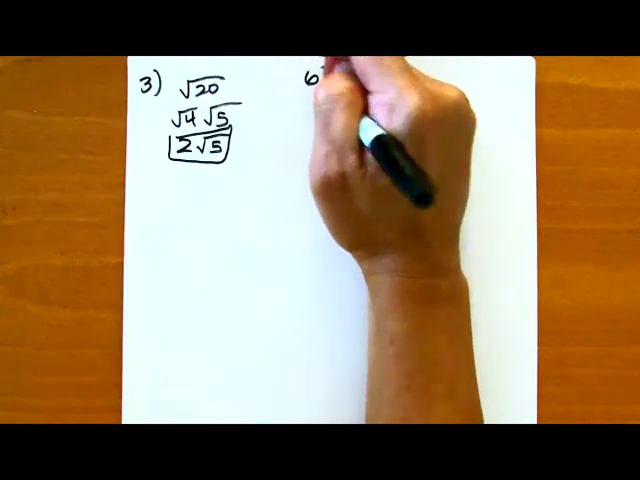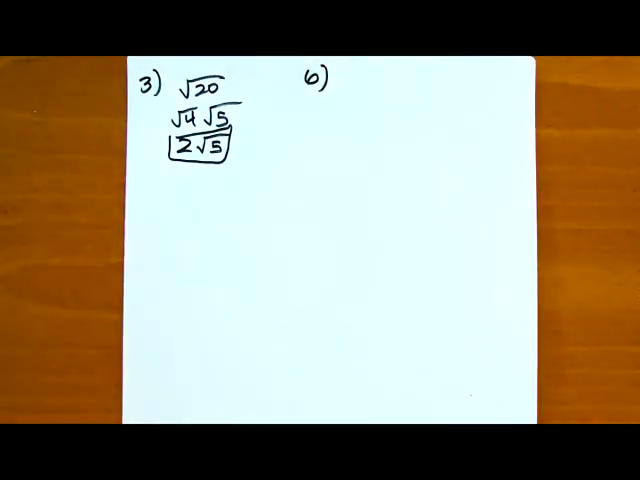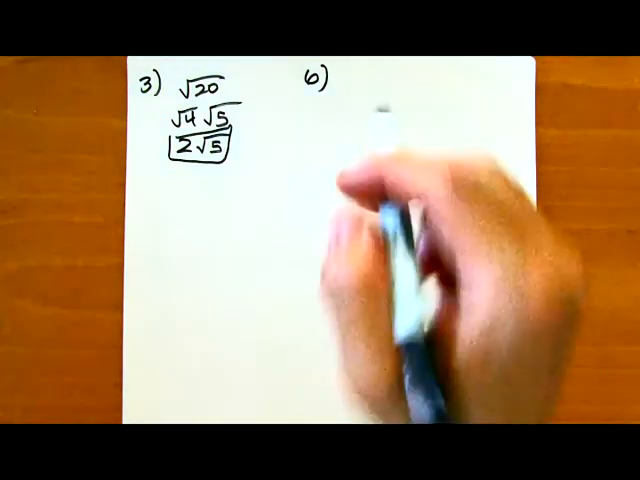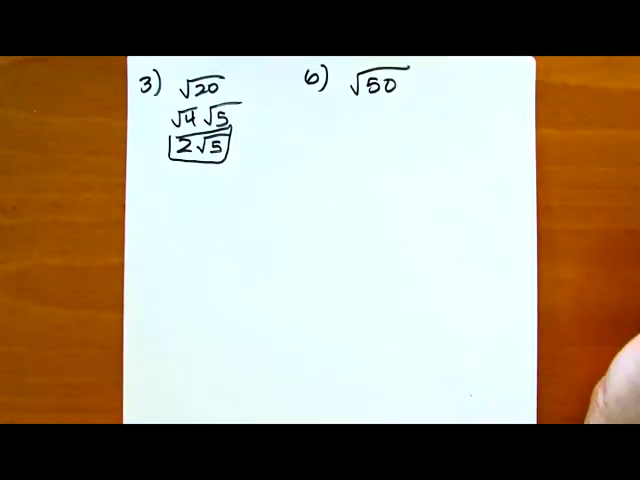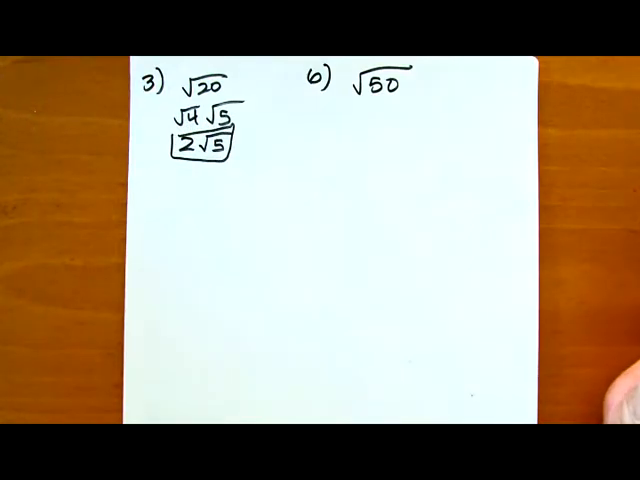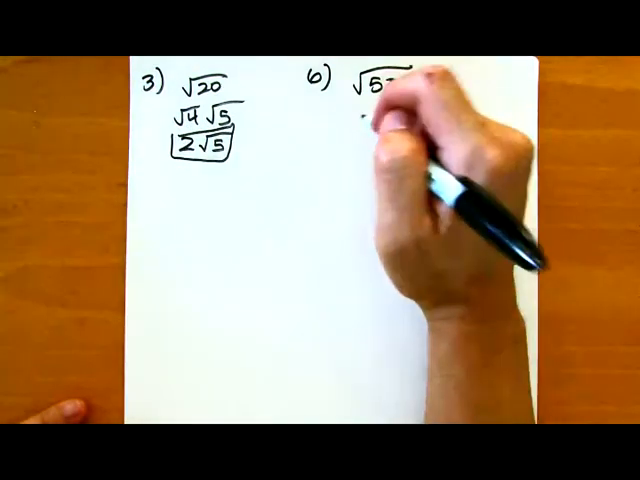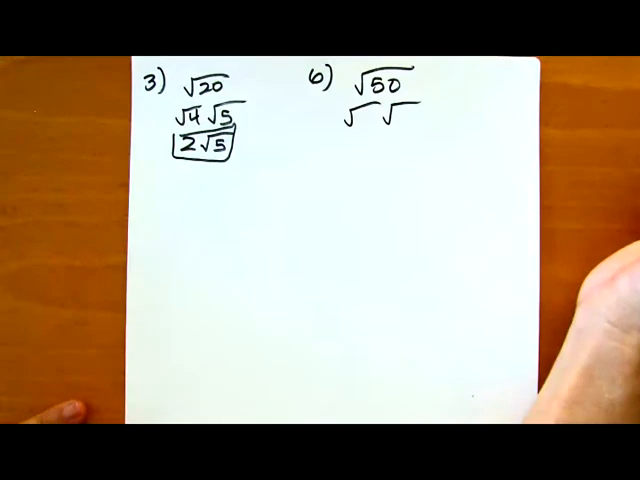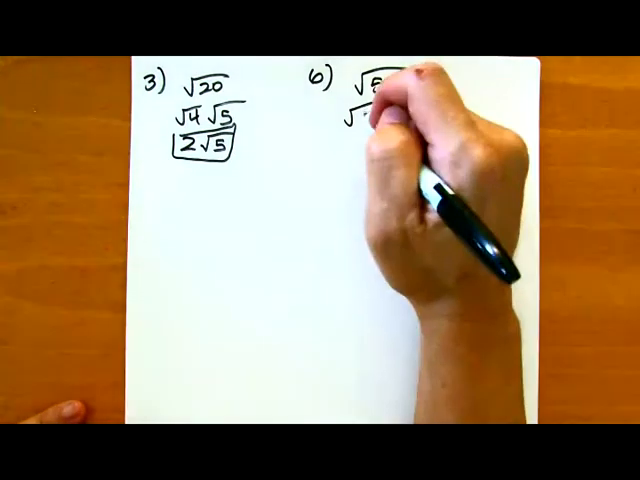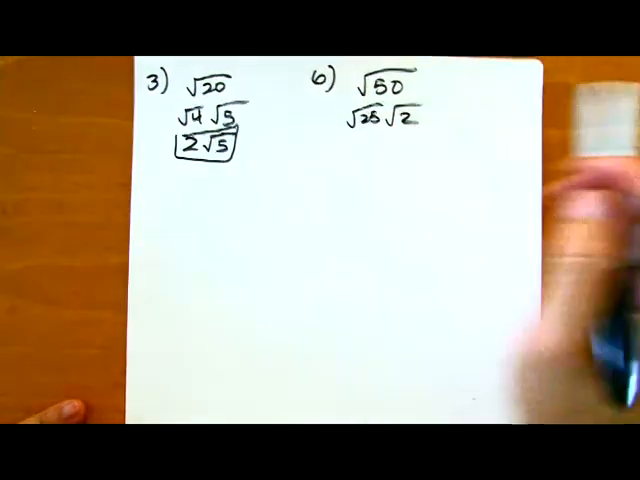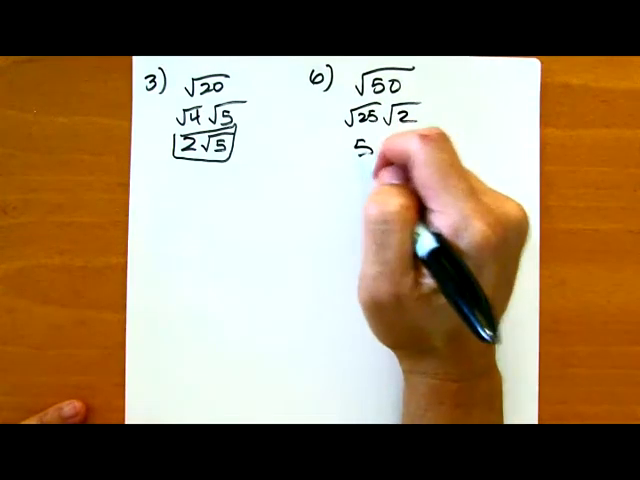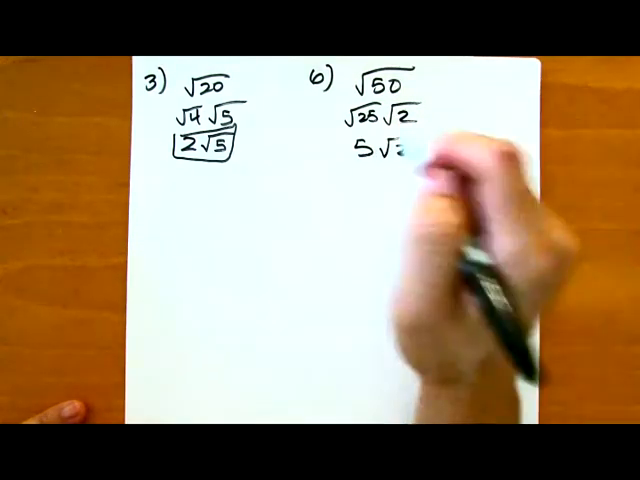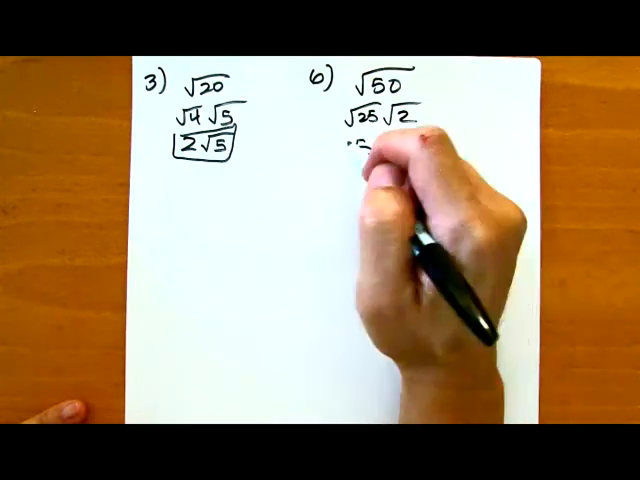Number 6. Number 6 says square root of 50. We need to split it into factors, one of which we can square root. 25 and 2. I can square root the 25. 5 square root of 2. That's as far as we can go. You cannot go any further with the square root of 2.